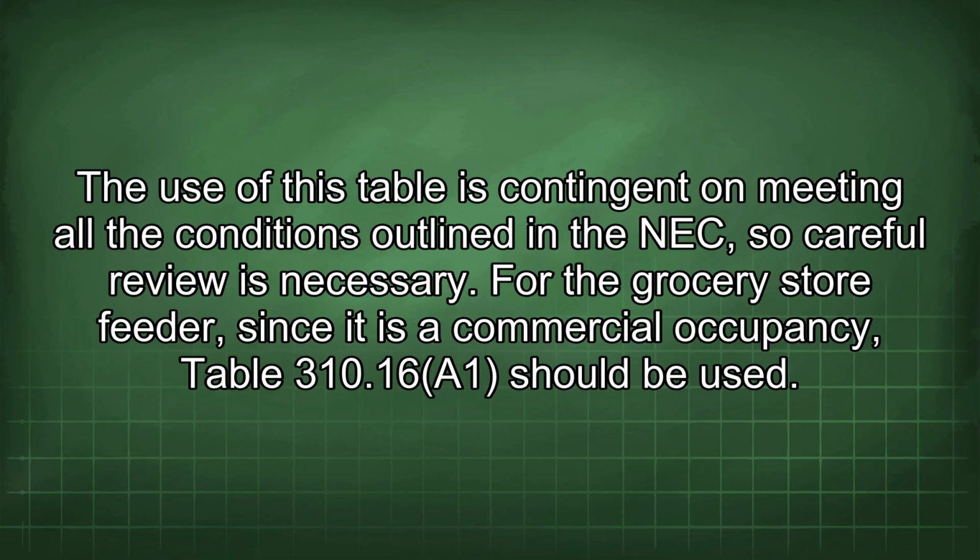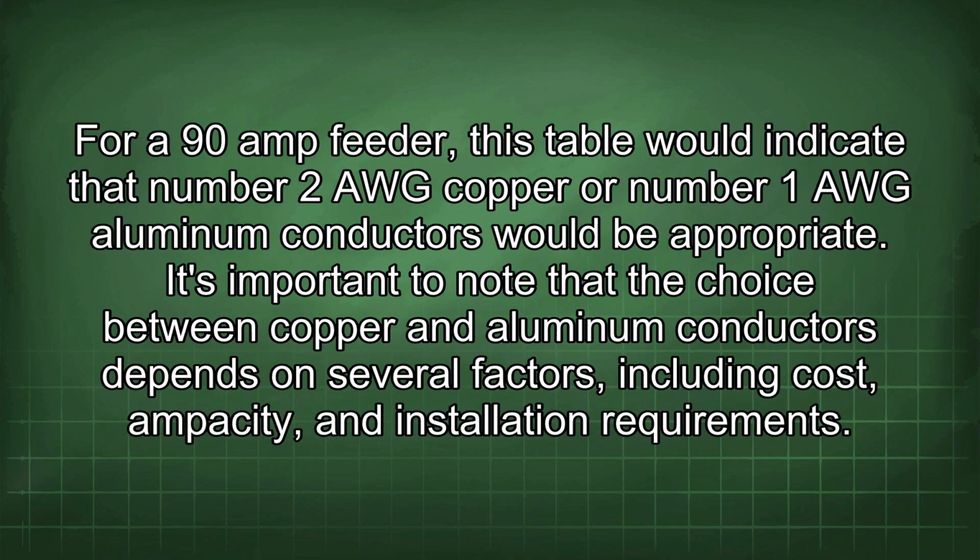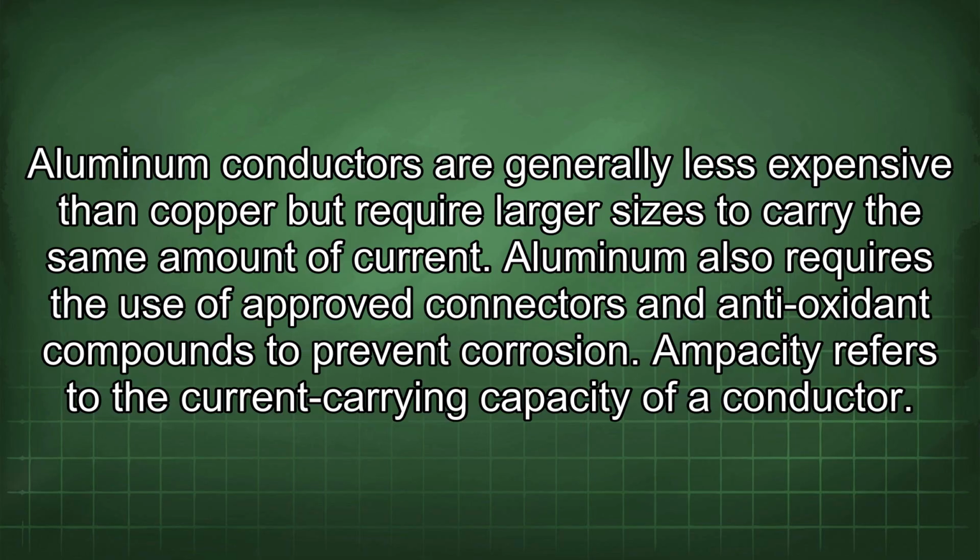For the grocery store feeder, since it is a commercial occupancy, table 310.16 AON should be used. For a 90 amp feeder, this table would indicate that number 2 AWG copper or number 1 AWG aluminum conductors would be appropriate. It's important to note that the choice between copper and aluminum conductors depends on several factors, including cost, ampacity, and installation requirements. Aluminum conductors are generally less expensive than copper, but require larger sizes to carry the same amount of current. Aluminum also requires the use of approved connectors and antioxidant compounds to prevent corrosion.